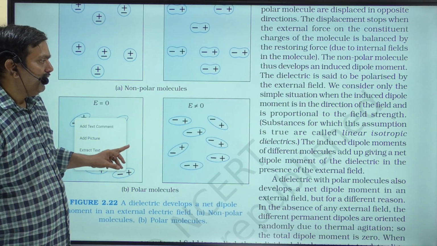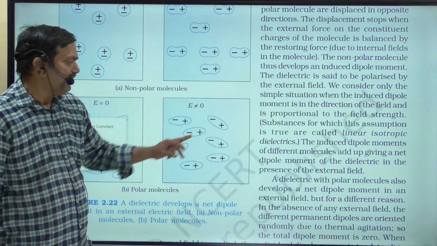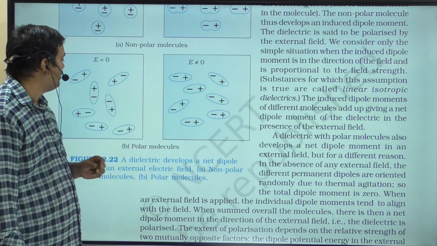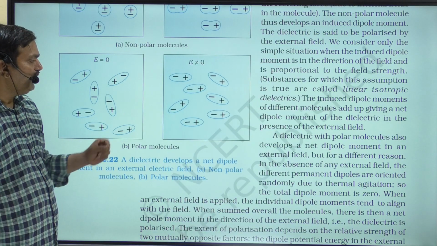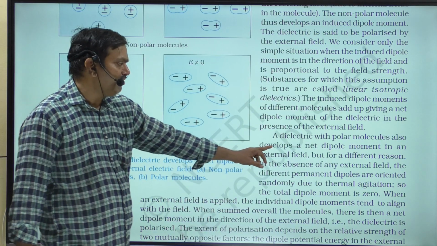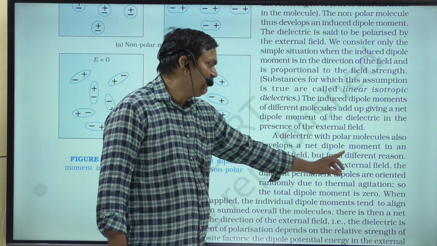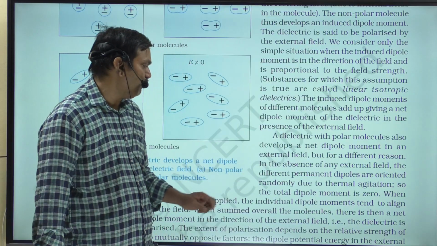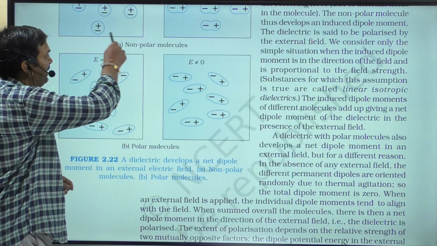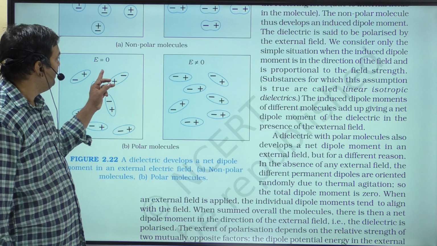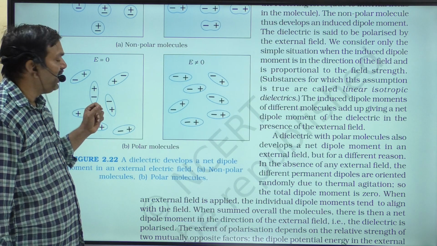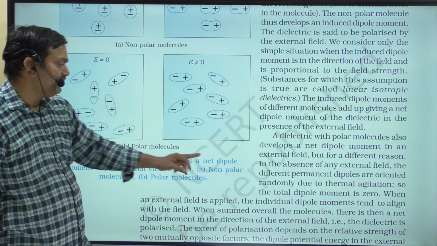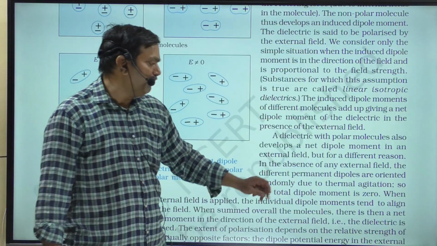Next one. In this case, you see this is for a polar molecule where the electric field is 0 and where it is not 0. What you can observe is that polar molecules develop a net dipole moment in an external field, but for a different reason. In the absence of any external field, the different permanent dipoles are oriented randomly. So you see there is a difference of reason. When the net electric field is 0, they orient themselves in a random manner, as mentioned here, oriented randomly due to thermal agitation.